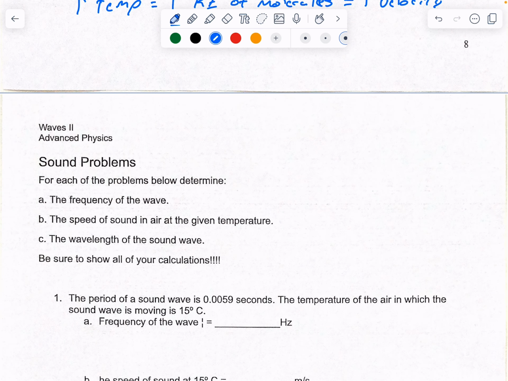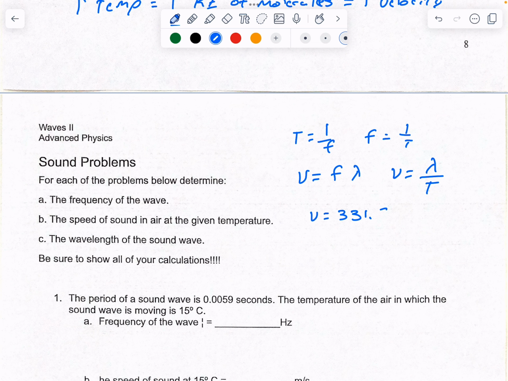For this, we're going to need a few equations. We've been dealing with T equals 1 over F, and F equals 1 over T. We have our wave equations: V equals frequency times wavelength, and V equals wavelength over period. We also have our new one we just did, V equals 331.5 plus 0.6 times whatever your temperature is.